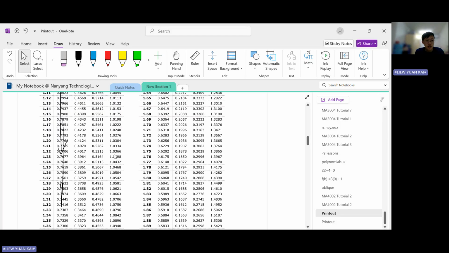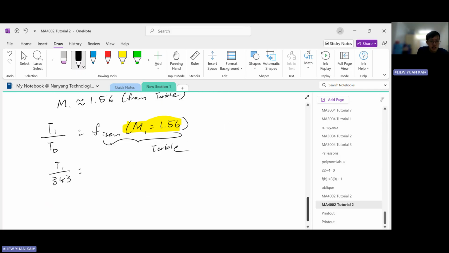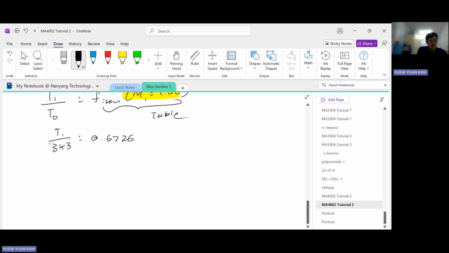We can see that the temperature ratio at Mach number 1.56 is equal to 0.6726. So let's go back and replace this with 0.6726. I got this from the table, just as a reminder. Now if you make T1 the subject, you will find that the temperature at point 1 is about 230.7 Kelvin.